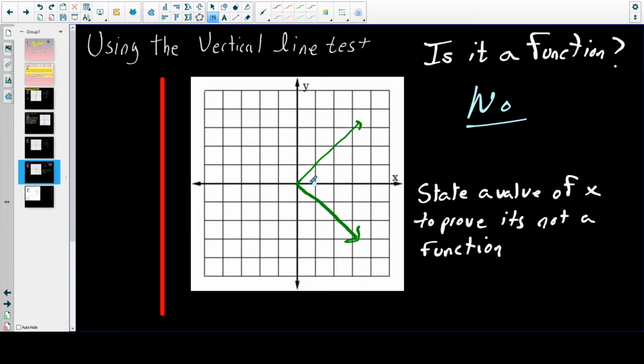For the x value of 1, so if x is 1, then our y values happen to be positive 1 and negative 1. So the value of x being 1 basically proves that this is also not a function.